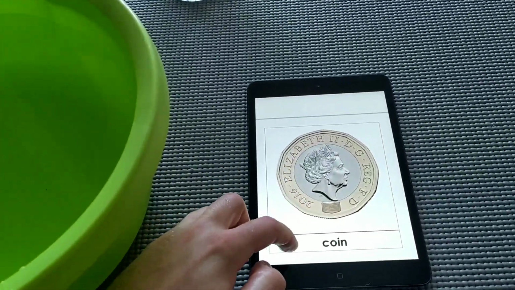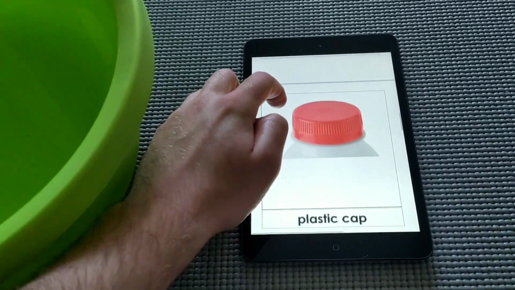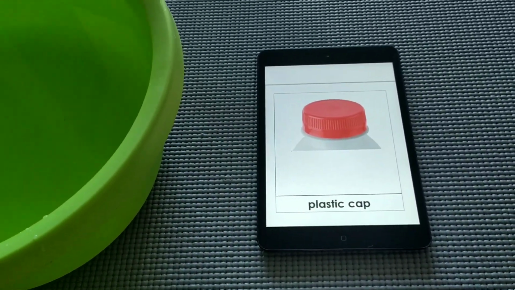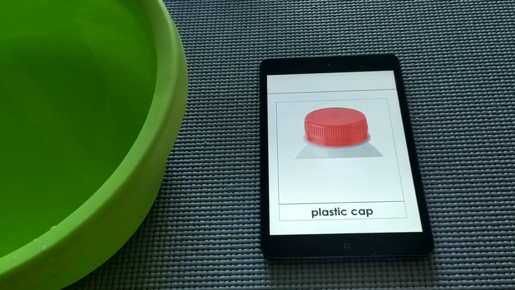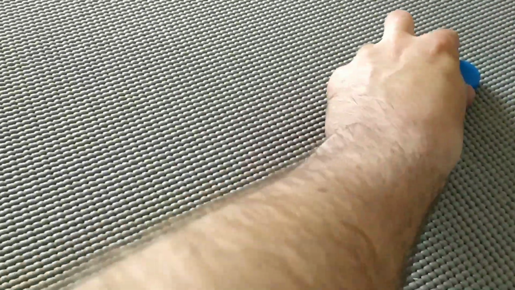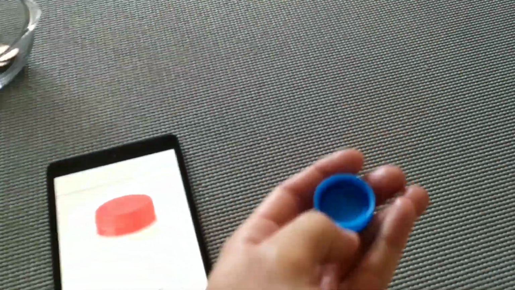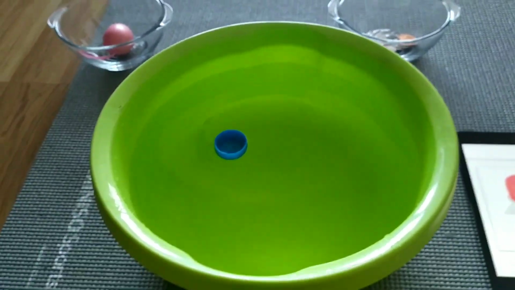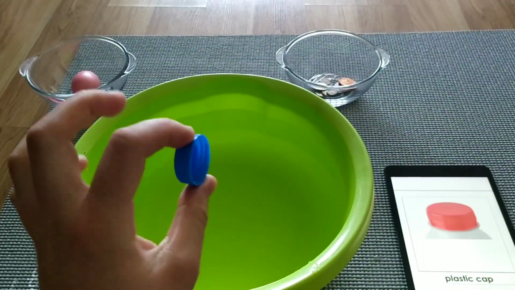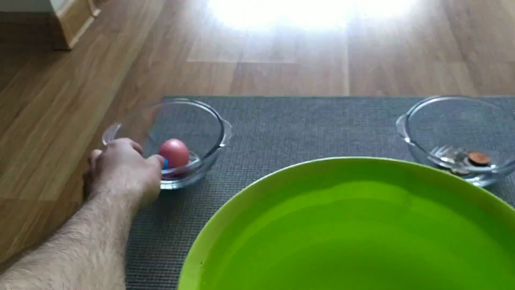Okay, let's look at the next object, and it is a plastic cap. So a bottle cap or plastic cap. So here we have the plastic cap. Let's see what happens. So we can see that it floats. So the plastic cap is floating. So I can put the plastic cap in the float bowl.